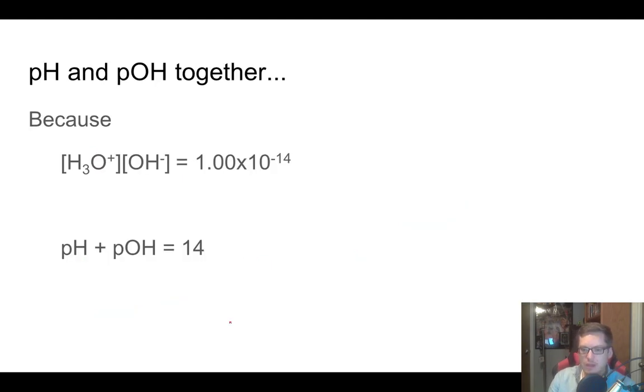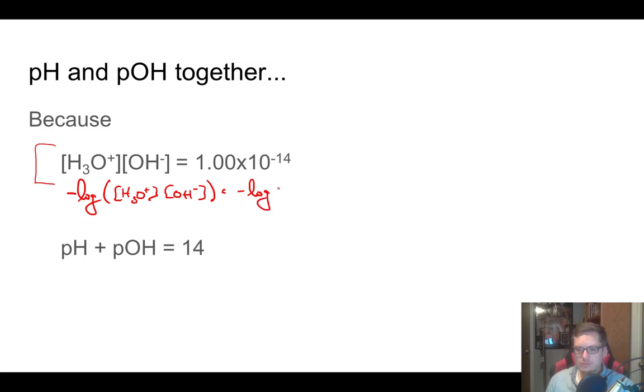Now, a fun little trick to save you some time, so you don't necessarily have to do that. This is what we learned when we talked about the autoionization of water: the concentration of hydronium times the concentration of hydroxide is equal to 1 times 10 to the minus 14th. Now, imagine you took the negative log of both sides. So this would be the negative log of the concentration of hydronium times the concentration of hydroxide, and then the negative log of 1.00 times 10 to the minus 14th.